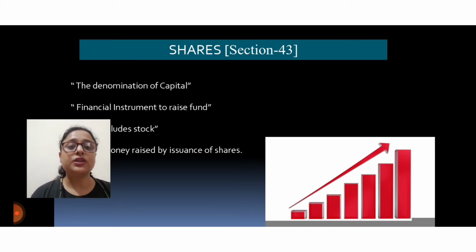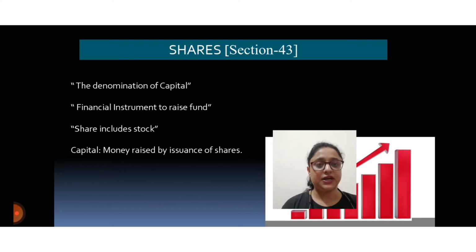Just like if I give you money and you acknowledge me with a certain paper that yes, you have given me that money, that paper is the share. Like that only, the share is a financial instrument to raise funds. It is a source to raise funds. When a company needs funds, it issues shares to the public and invites them to invest in the company.